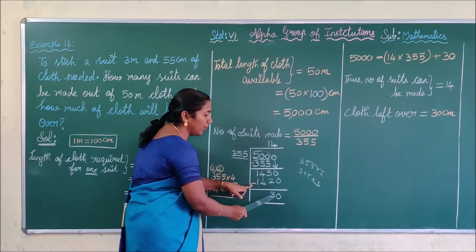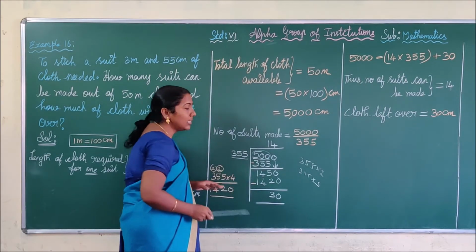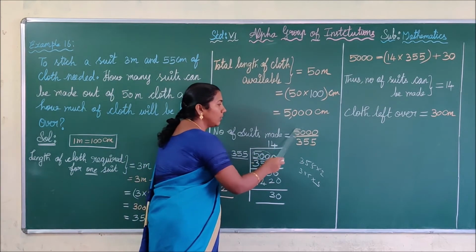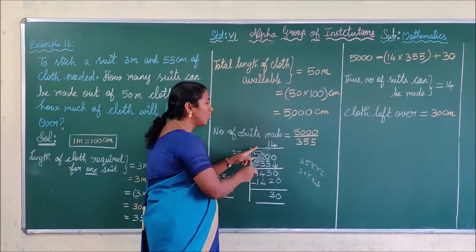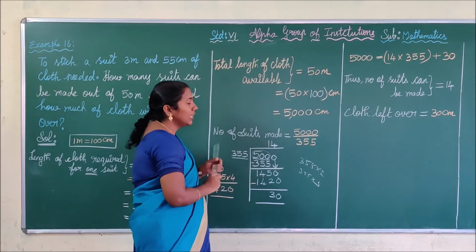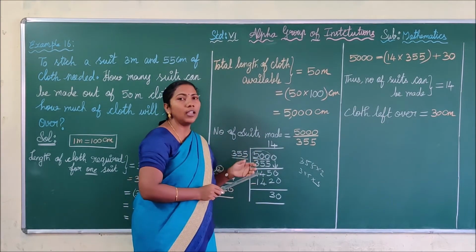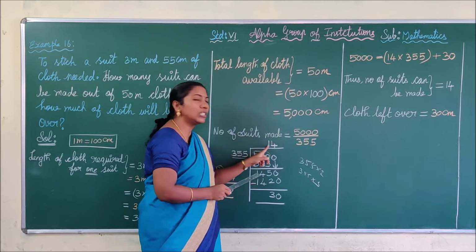By subtracting you get remainder 30. Thus by dividing the total cloth by 355 we get the remainder 30 and quotient 14. Okay. Thus from this we can easily say number of suits that can be made is 14.